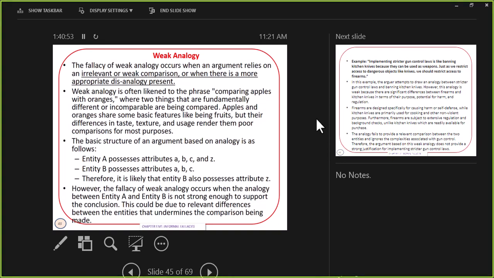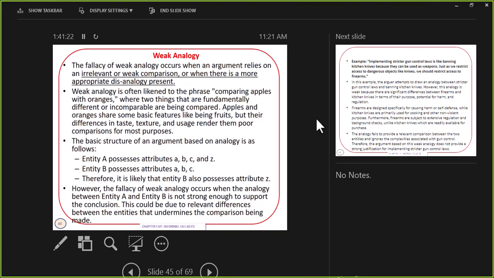Weak analogy. The fallacy occurs when an argument relies on what? Irrelevant or weak comparison, or when there is a more appropriate disanalogy present. Weak analogy is often likened to the phrase comparing apples with oranges. Of course, apples and oranges are what? Both fruits. Both of them are fruit.